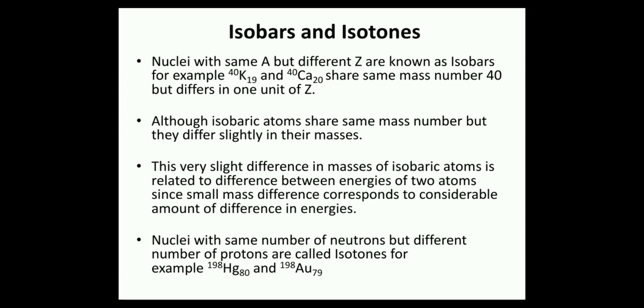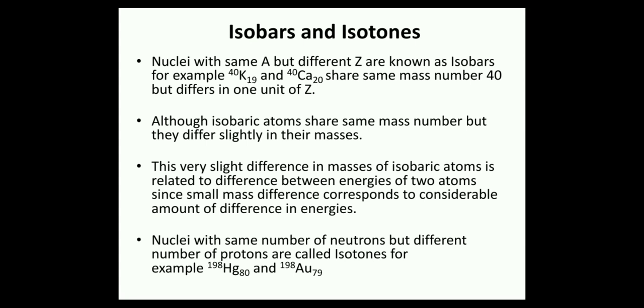Isobars and isotones. Nuclei with the same A but different Z are known as isobars. For example, 40K19 and 40Ca20 share the same mass number 40 but differ by 1 unit of Z. Although isobaric atoms share the same mass number, they differ slightly in their masses.